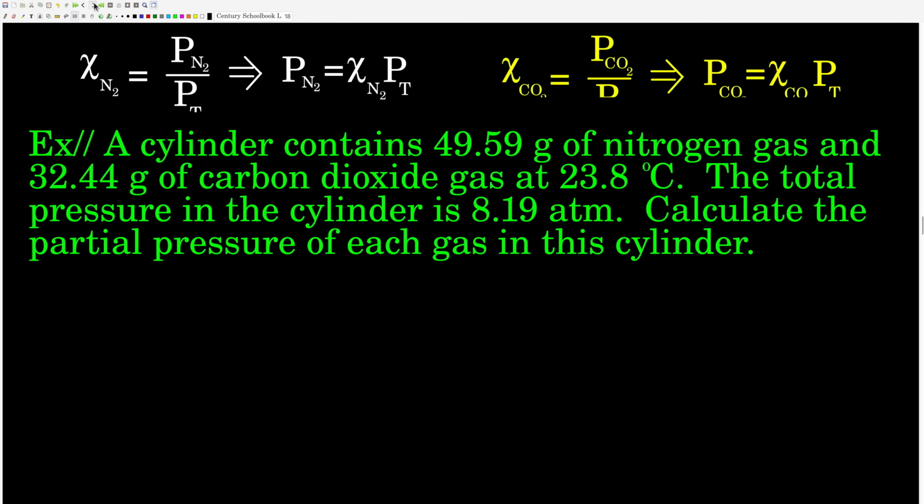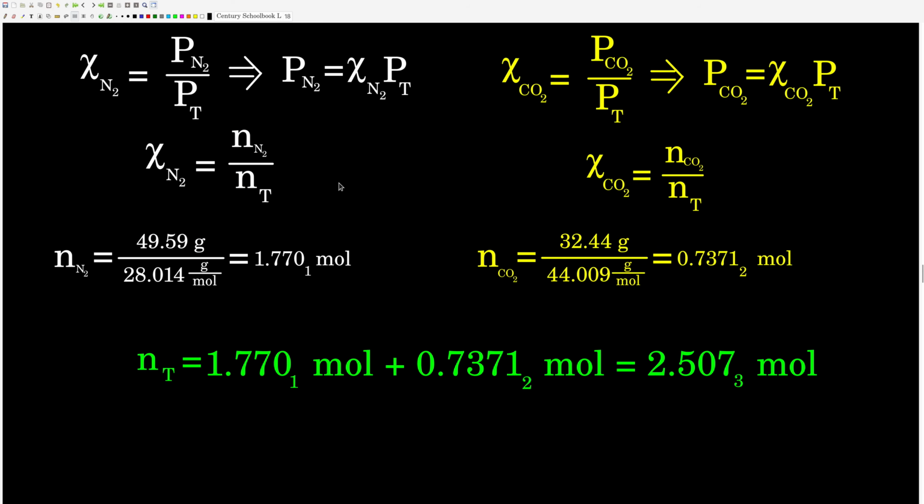Welcome back. All right, so first of all, we know that the mole fraction of nitrogen, remember it's N2, it's a diatomic, is the partial pressure of nitrogen over the total pressure, or the partial pressure of nitrogen, which is what we want, is equal to the mole fraction of nitrogen times the total pressure. And the mole fraction of nitrogen, by definition, is the moles of nitrogen over the total moles. Same thing for carbon dioxide. Partial pressure of carbon dioxide will be equal to the mole fraction of carbon dioxide times the total pressure, and the mole fraction of carbon dioxide is just the moles of carbon dioxide divided by the total number of moles.